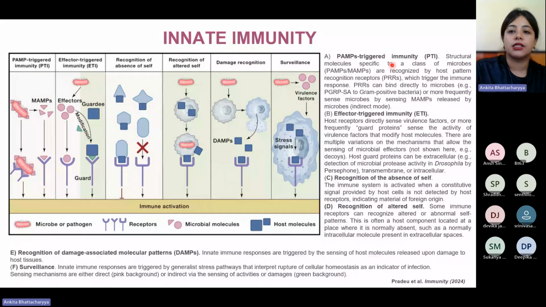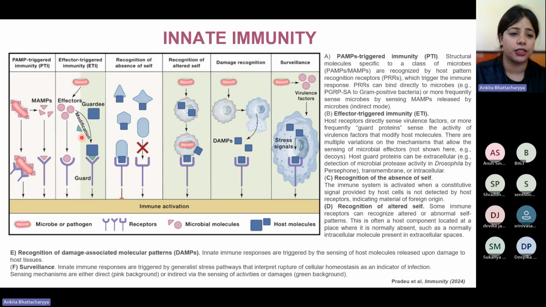So first is the PAMPs triggered immunity. PAMPs are pathogen-associated membrane proteins. As the name suggests, they are proteins or antigens present on the cell surface, and these are very crucial towards the recognition of a foreign body. So what you see here, PAMPs, otherwise known as MAMPs, where M stands for microbes. These are recognized by host pattern recognition receptors, or PRRs, which are able to trigger an immune response.